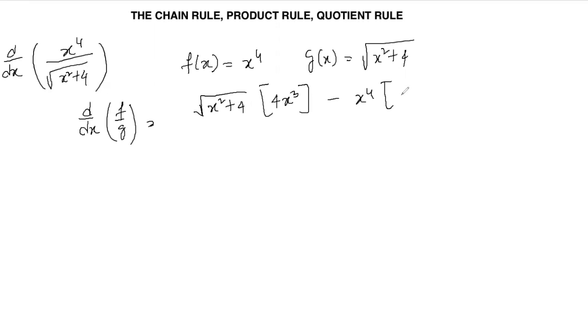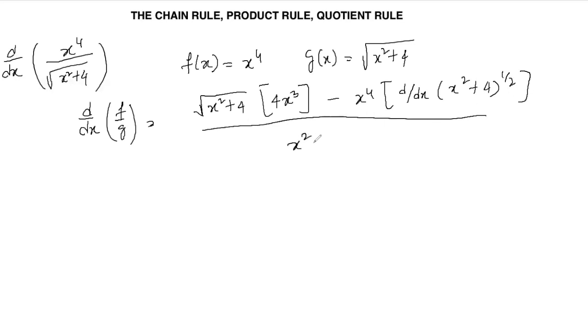Let us solve that separately. Power half, this divides x square minus 4, right, whole square. Now let us solve this part. So d by dx of x square plus 4 to the power of half.